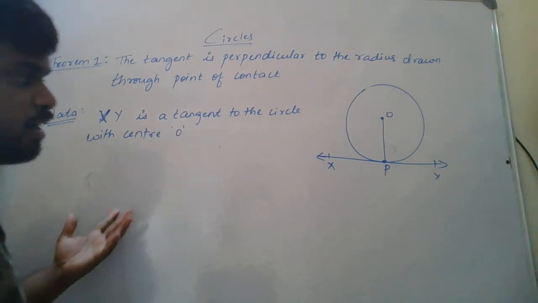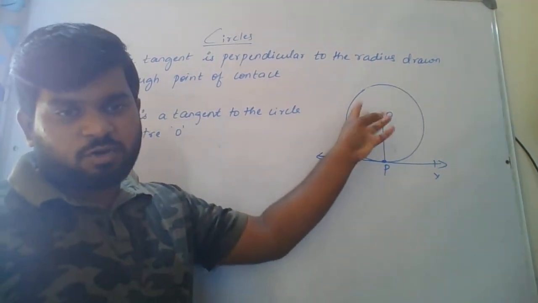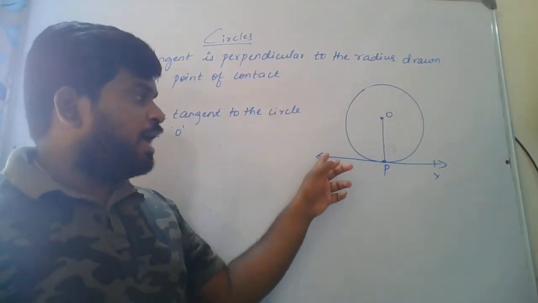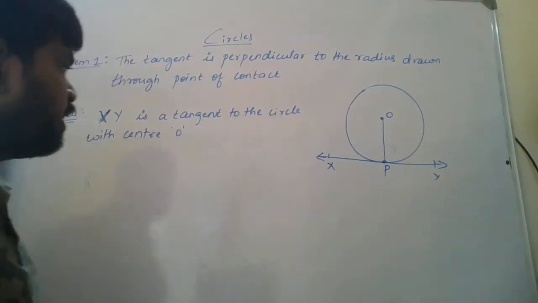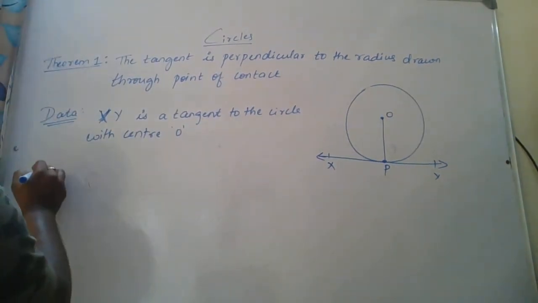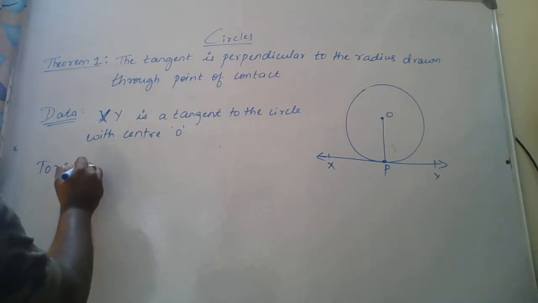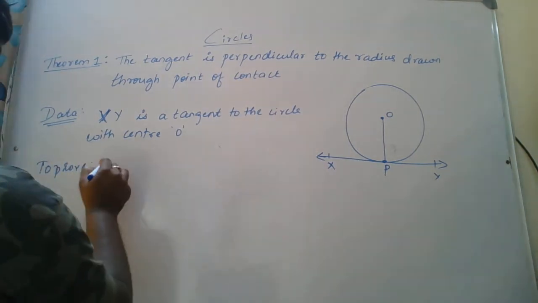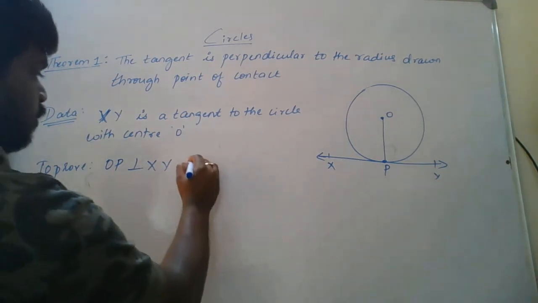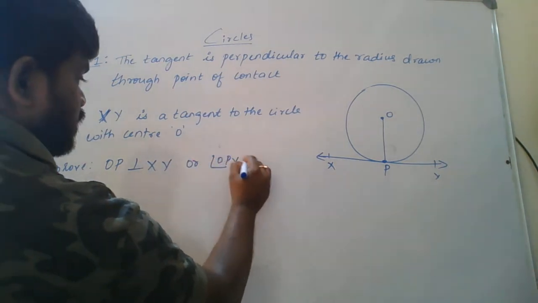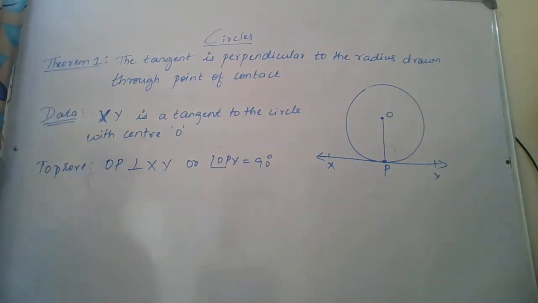Or you can also write it in other words. O is the center of the circle. XY is a tangent drawn at the point P of the circle. You can also write it like that. I've just shortcut it. So what should we prove? We have to prove that both are perpendicular. That is, OP is perpendicular to XY. Or in other words, angle OPY is equal to 90 degrees. That's what we have to prove. Either this or this. Both are one and the same.